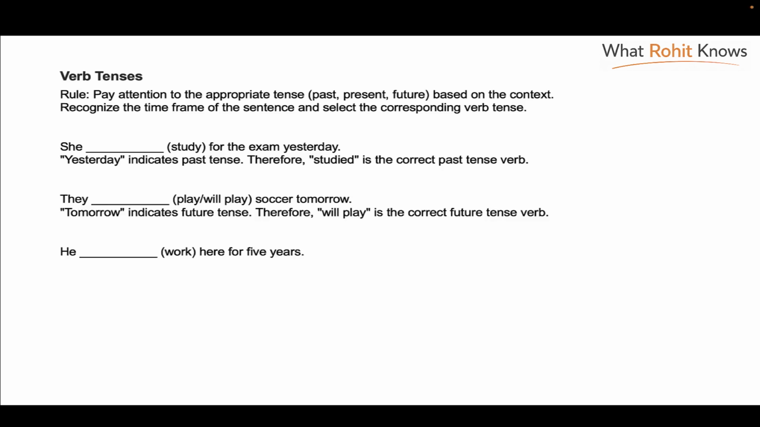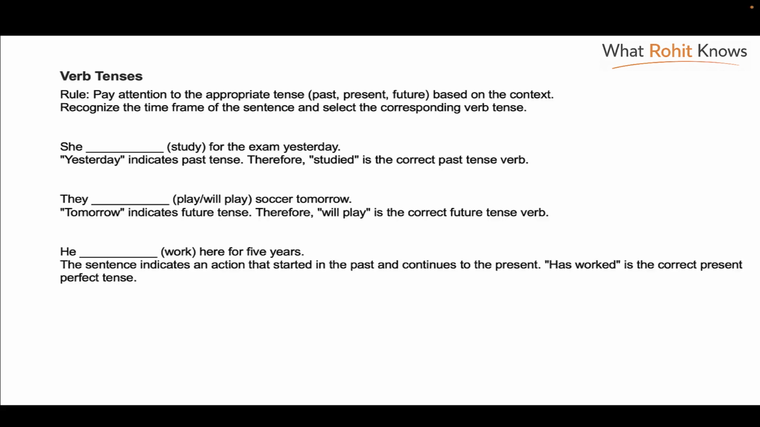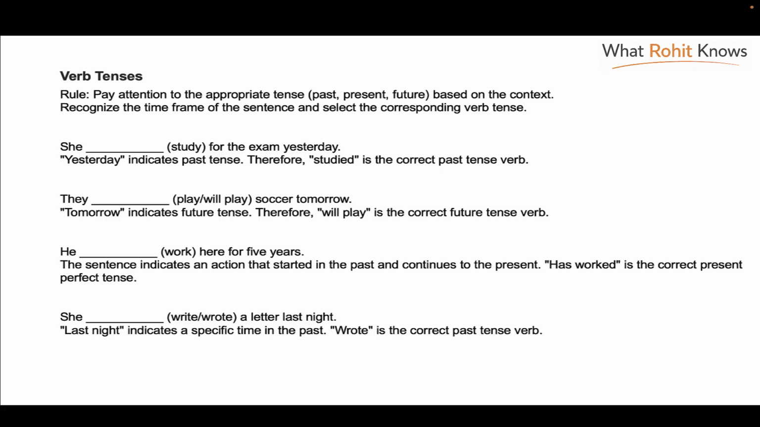"He dash here for 5 years." This means something that has been happening, going on for 5 years and is still continuing. So that is your present perfect: he has worked. "She dash a letter last night." So she did something last night. The action ended last night. So she wrote, and that's a simple past tense.